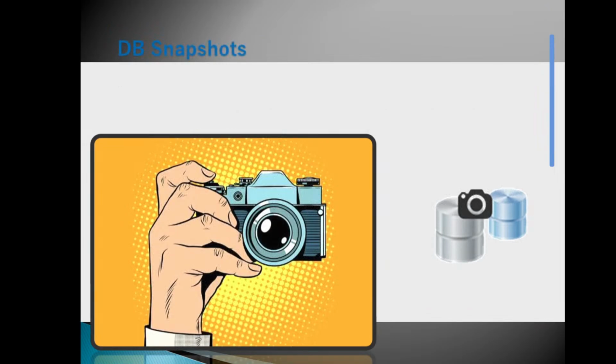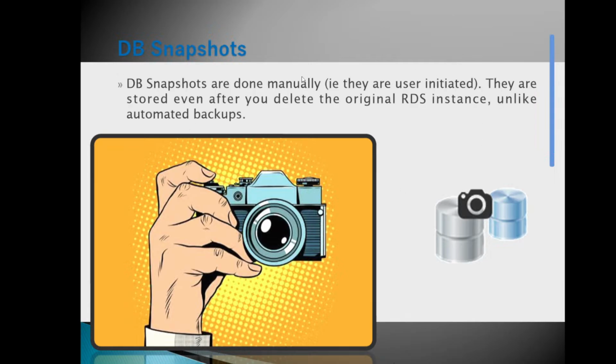Now, the second type of backup is the DB snapshot. What is a DB snapshot? If you want to take a backup manually, then you can go with the DB snapshot. If you want to take a snapshot manually, then you can go and take a backup. It is called a DB snapshot.